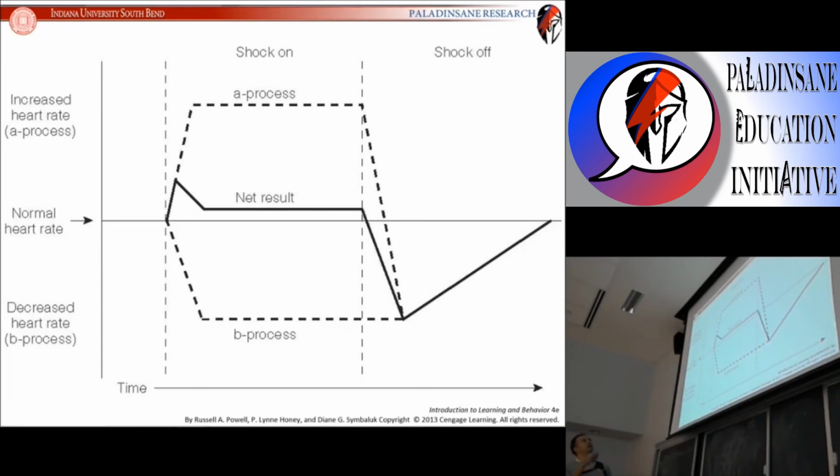And what that means is that now when the shock is on, you get a very small increase in heart rate followed by barely any increase in heart rate because the B process has become so strong. But now when you turn the shock off, your A process once again very quickly turns off. Your B process does not, it takes a while to get back. And now we have a huge decrease in the heart rate following turning off of the shock. So that's the opponent process theory of emotion applied to the textbook example.